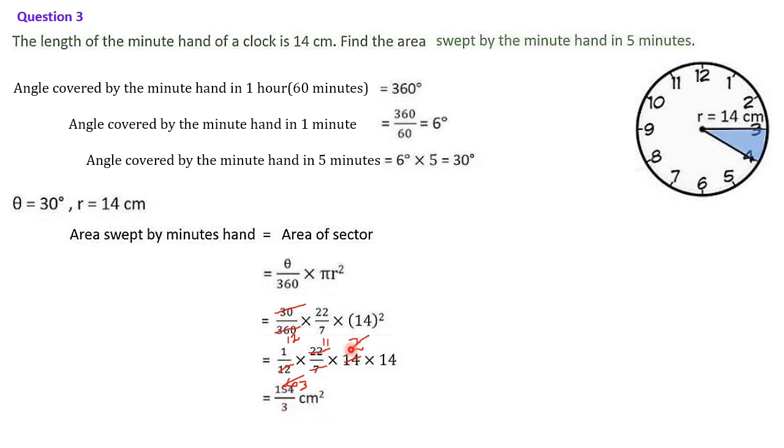If you don't know the mental calculation process, like 11 into 14, that is 154. Multiply and write, okay. Don't copy the answers and complete your work, because it will be a problem when you appear for the examination. So 154 by 3 centimeter square, that is the required area.